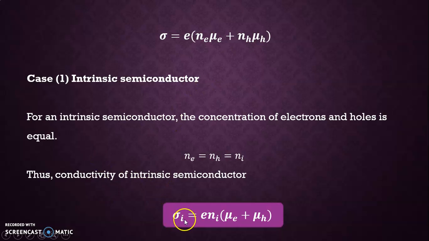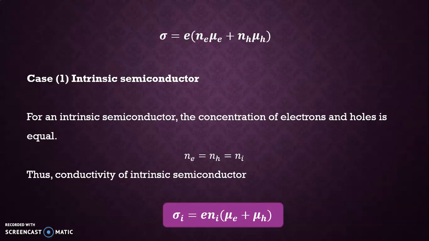Here sigma suffix i indicates it is the conductivity in intrinsic semiconductor. Here the concentration of electrons and holes are similar, but there is a difference between their mobility, because electrons have different mobility and holes have different mobility. This equation gives the conductivity of intrinsic semiconductor.